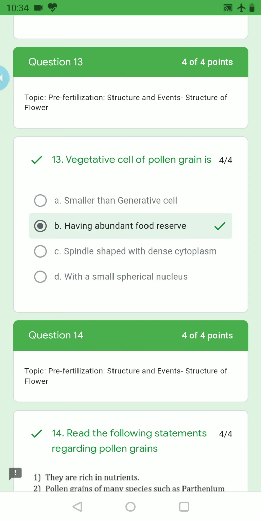Why are the remaining statements false? You can easily identify. They have given that it is smaller than the generative cell. No, the vegetative cell is always bigger than the generative cell. The generative cell is smaller, isn't it? And they have given spindle shape with dense cytoplasm. No, it is not a spindle shape, isn't it? Then with a small spherical nucleus. No, the vegetative cell has a larger nucleus comparatively to the generative cell. Got it? So option B is the right answer.